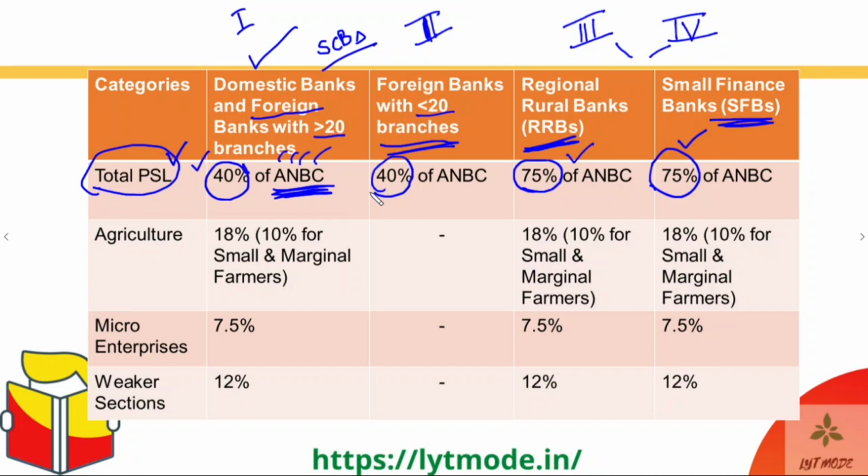Okay, moving ahead. Now, what is the target for agriculture? Agriculture is the biggest target in terms of PSL for all banks. Okay, and under agriculture, 18%. So out of this 40%, 18% is given.